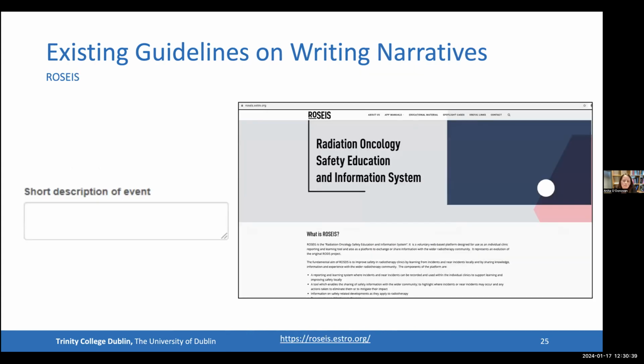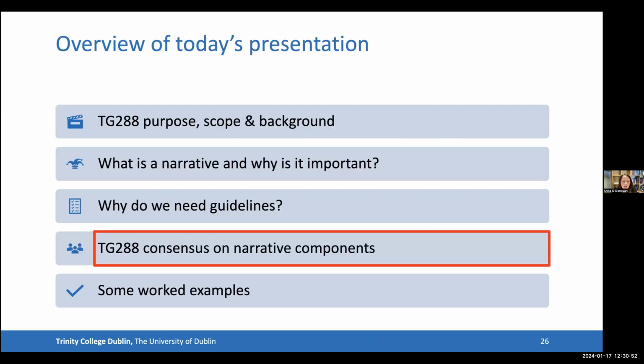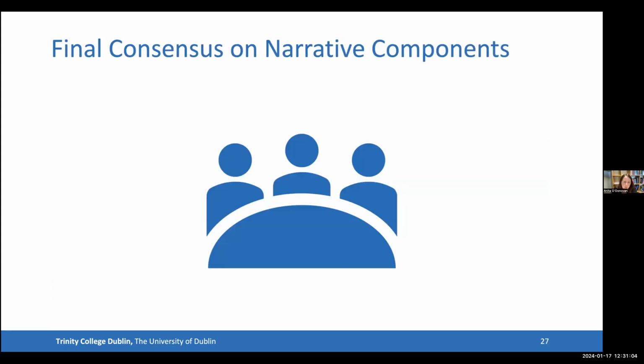Also the Roses from Astro likewise gives, I suppose, relative freedom to institutions in terms of the narrative that they might include. Okay, so I suppose coming on to the purpose of today is to present our consensus on what we feel should be included in relation to narrative components.